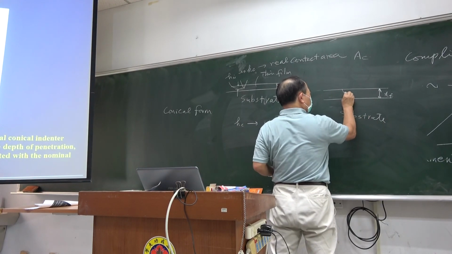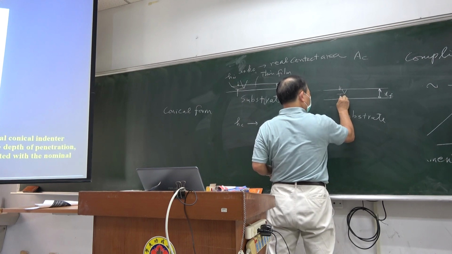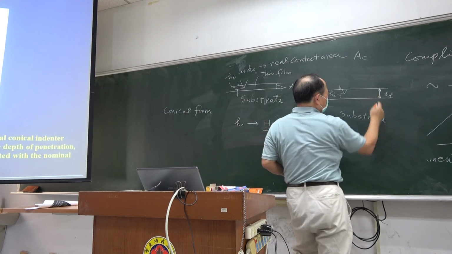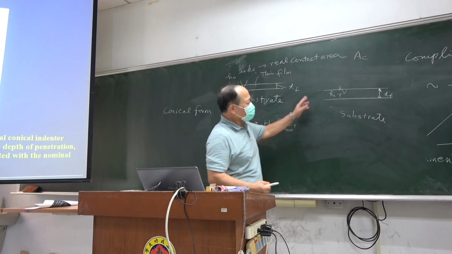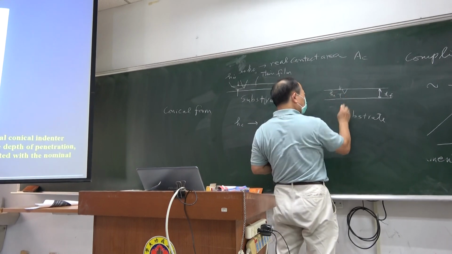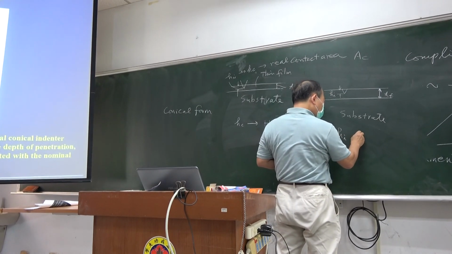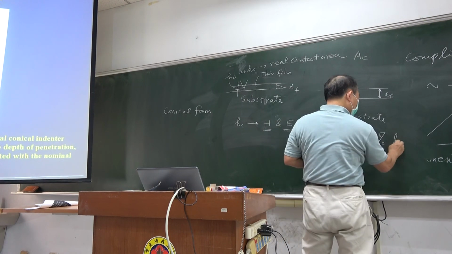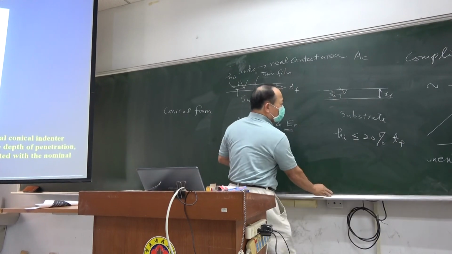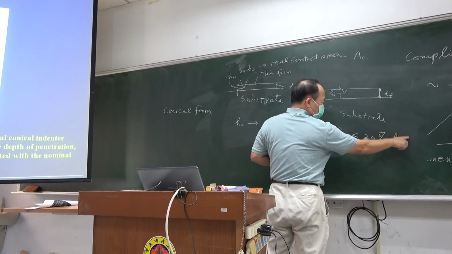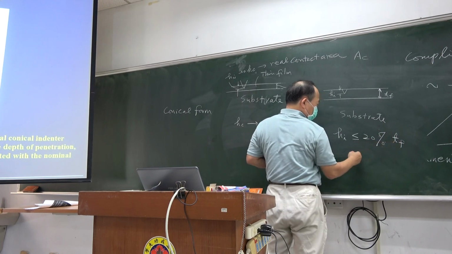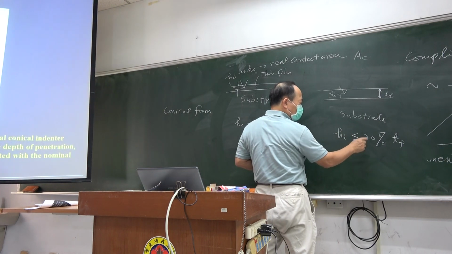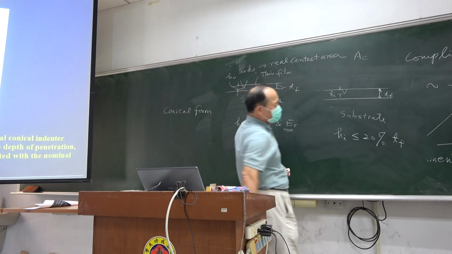The indentation depth becomes very important to determine your thin film property. In general, we have our indentation depth always less than 20% of the T of F. Your T of F is the thin film thickness, and then you have your maximum indentation depth over less than 20% of your thin film thickness.